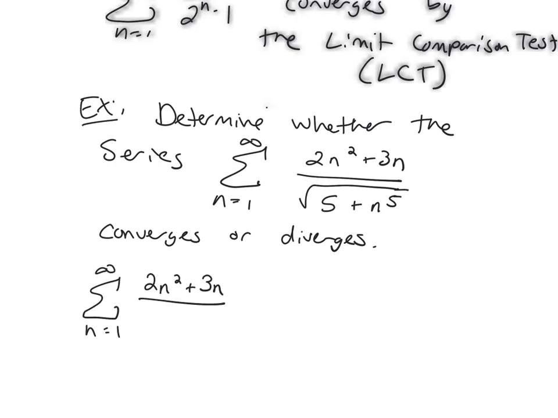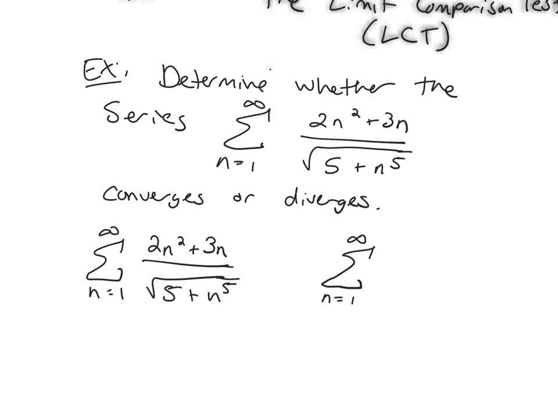Well, the way you figure it out for these is, essentially I almost have a polynomial over a polynomial except for the square root, but that's okay. So what you do is you identify your largest degree term in the numerator. What's my largest degree term in my numerator? 2n squared. Okay, so you separate that off, 2n squared.